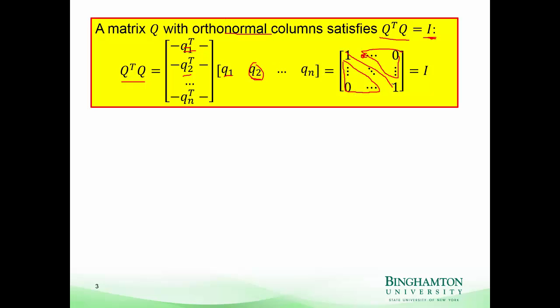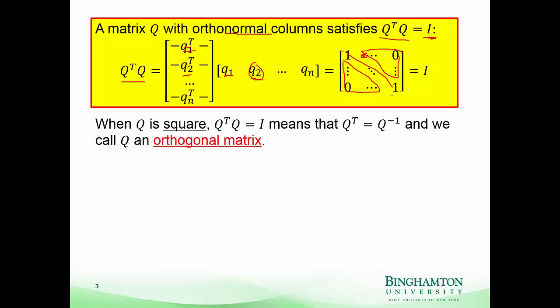So down the diagonal we get the norms of each vector, actually the norm squared of each vector, and since they've been normalized to unit vectors, we have a norm of 1.